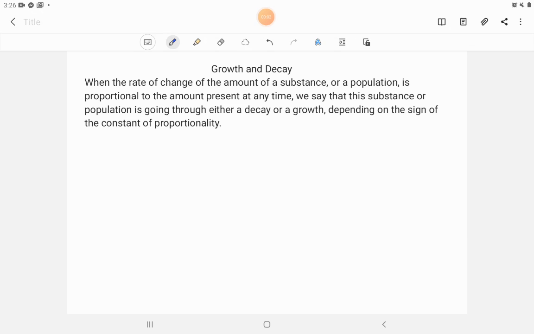Hi everyone, this afternoon we will discuss another application of our differential equations, which is entitled growth and decay. It states that when the rate of change of the amount of a substance or a population is proportional to the amount present at any given time, we say that this substance or population is going through either a decay or a growth, depending on the sign of the constant of proportionality.